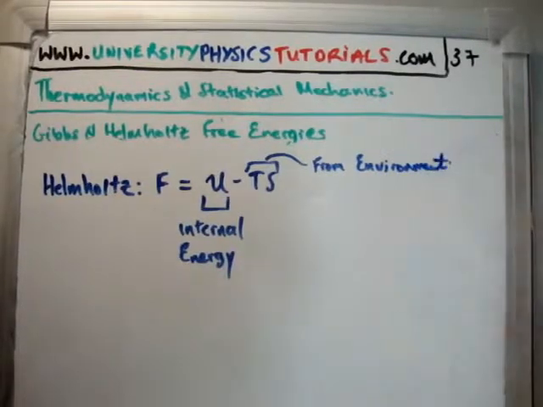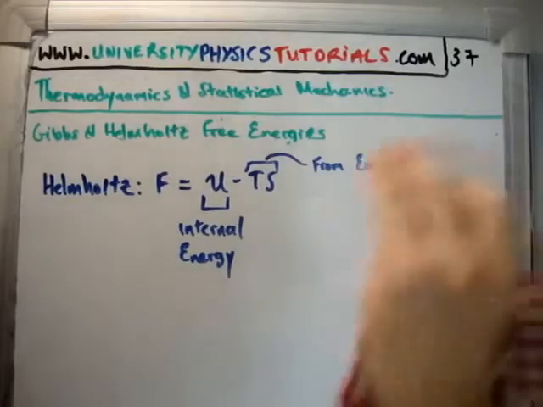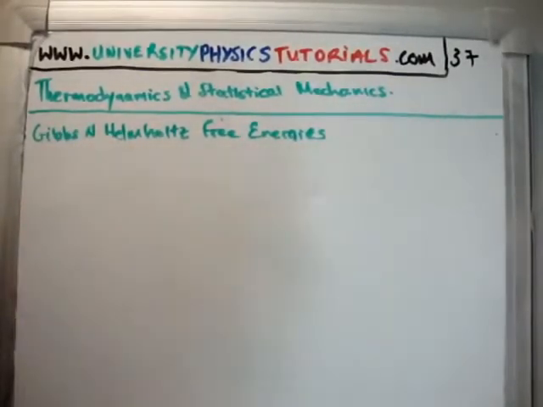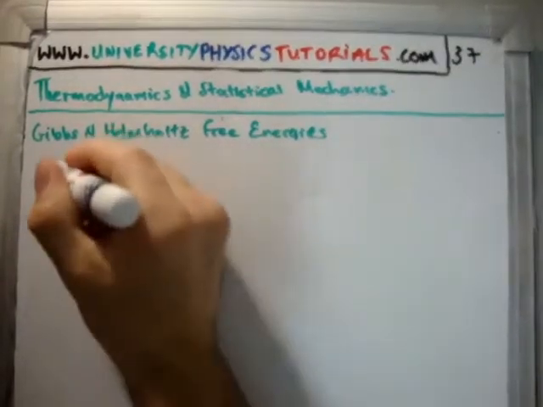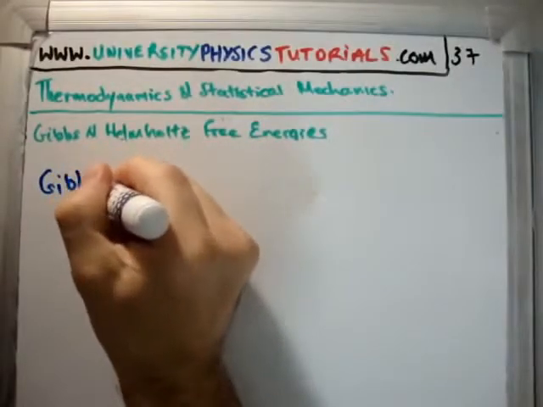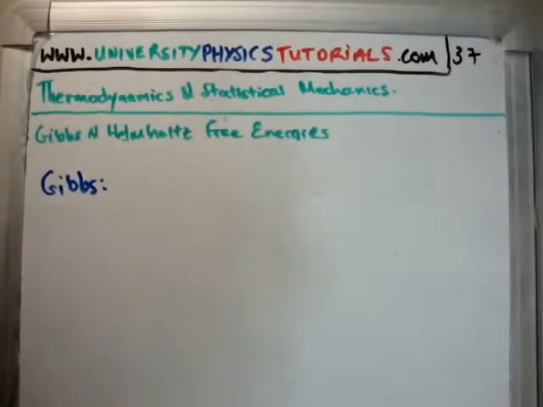So in actual fact, it's cheaper to make our system if we put it into an environment at constant temperature and constant volume. That's my Helmholtz free energy. So next we're going to consider our Gibbs free energy. Now, of course, we need to define what the parameters are when we're talking about Gibbs free energy.